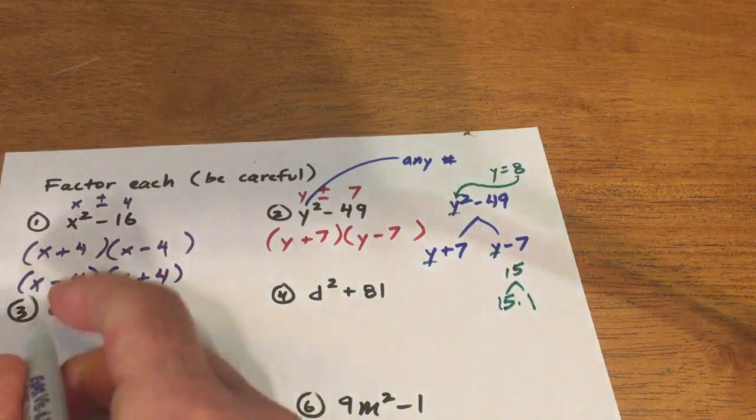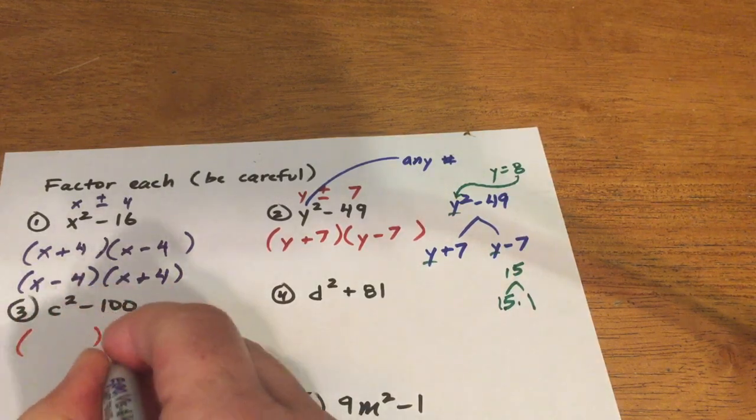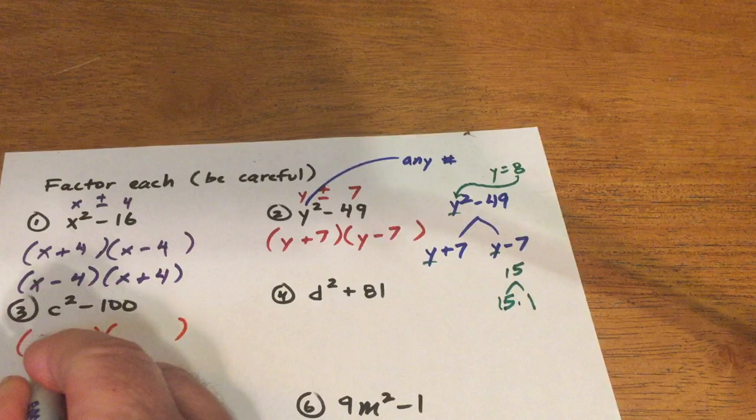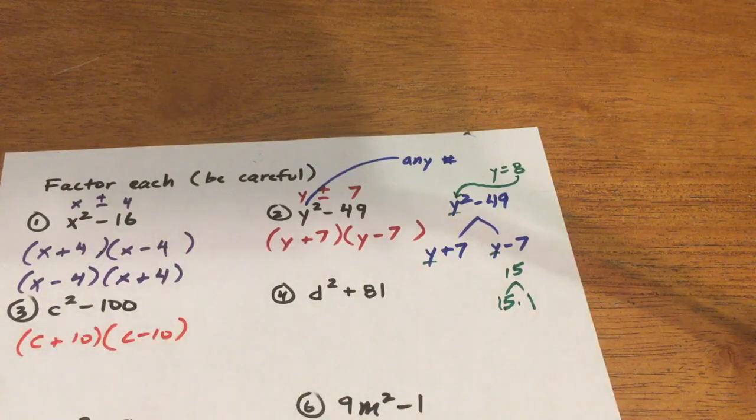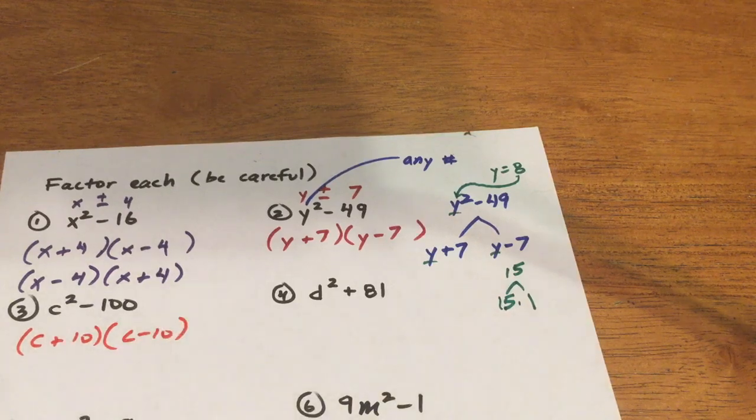Okay, hopefully at this point you're getting these done fairly quickly, and you get an answer of c plus 10 and c minus 10. I want you to go ahead and try number 4. Be careful. It's a trick question.